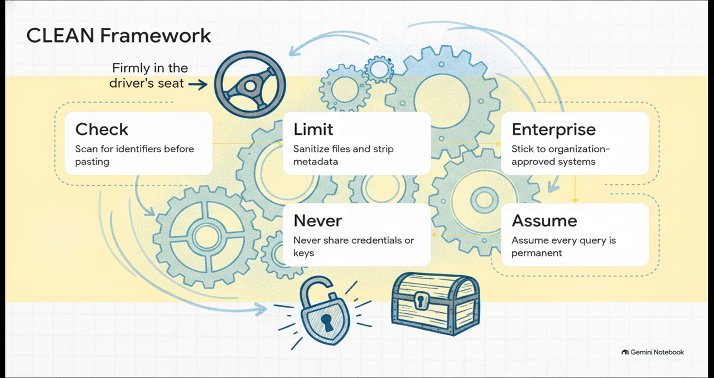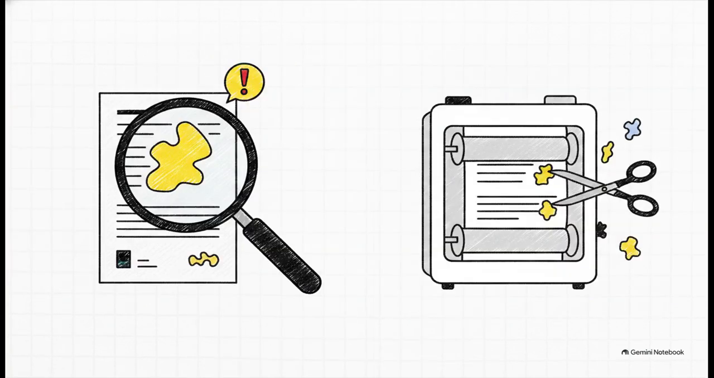Now, using AI safely doesn't mean you should avoid it altogether. Not at all. It just means building the right habits. And honestly, this is the exciting part, because we can totally solve this. We're going to put you firmly in the driver's seat right now with a highly actionable 5-step system called the CLEAN framework. These 5 simple rules will let you confidently leverage AI's incredible power while keeping your data completely locked down. Let's start with C and L.